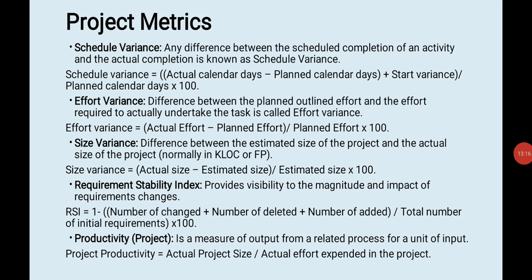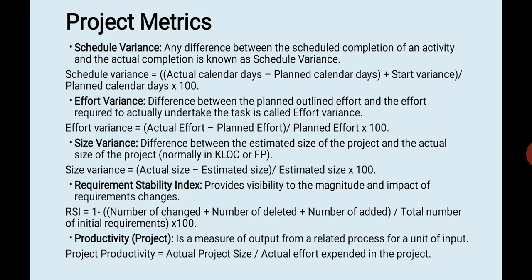Okay, the very first metric is the schedule variance. Any difference between the scheduled completion of an activity and the actual completion is known as schedule variance, right? So it compares the actual time for completion of the activity with what it was scheduled to be. Say suppose you say that it will be completed in 4 months, and then it took 5 months. So the difference between the two is the schedule variance, right?